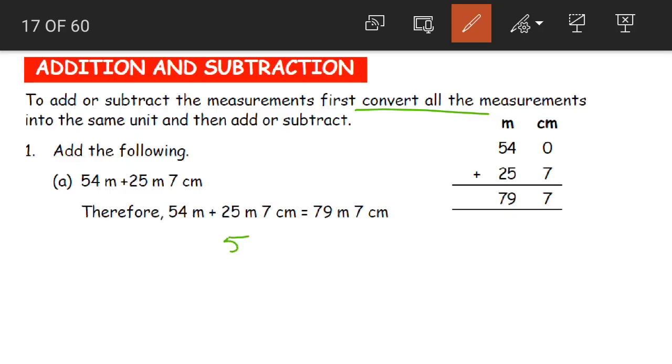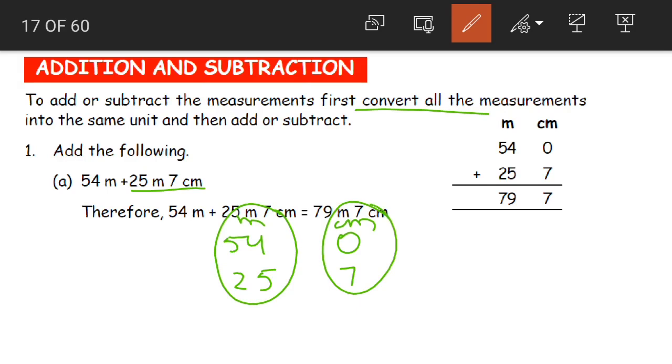Now we have 54 meters 0 centimeters, then we have 25 meters and 7 centimeters, and while writing both the terms, make sure that meters are under meters only, centimeters are under centimeters only. Okay children? Both the meters and centimeters should be written separately, and also you have to make sure that the place values of the centimeters and meters are correct.